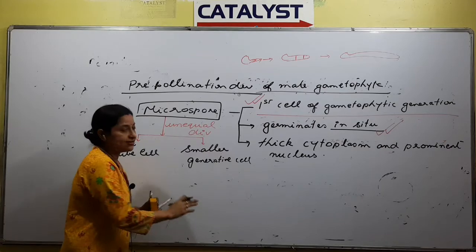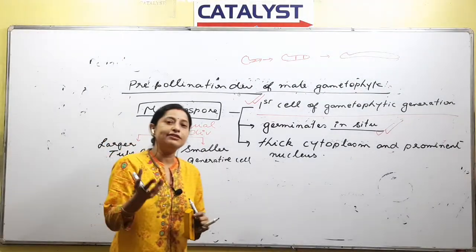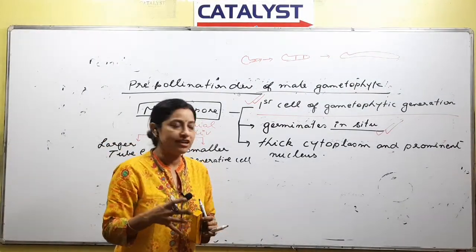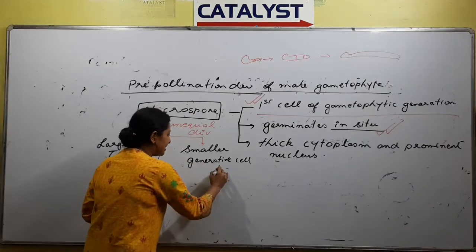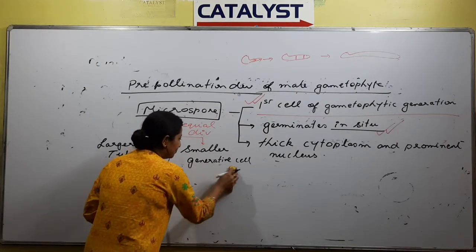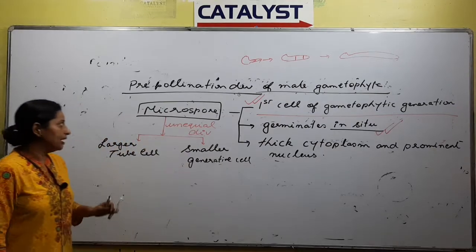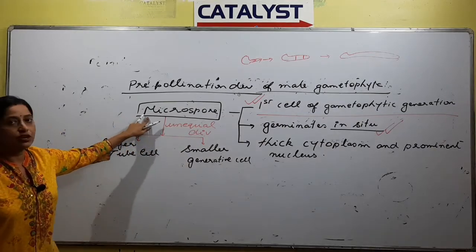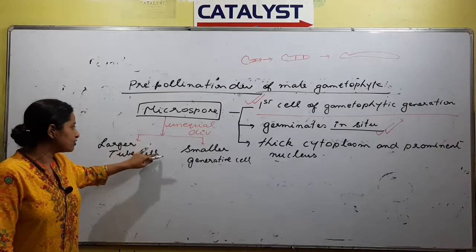In the tube cell, the tube nucleus will start degenerating. Our generative cell ultimately will form 2 male gametes, which we will see later. Right? This portion we know. Initially it started with one cell, and now this microspore has divided into 2 cells.